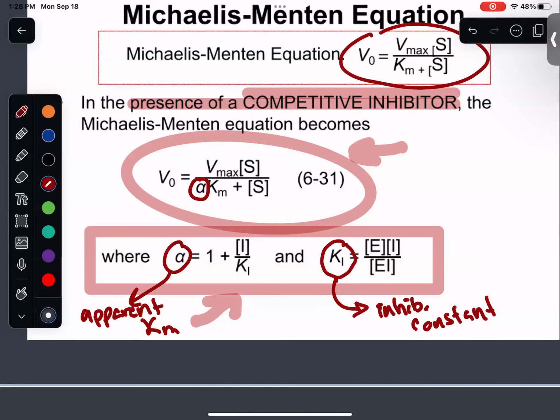Can anyone remind me what the Km means? What's the Km? This is a 1/2 Vmax. Tanishka's on a roll. Yes. Oh, you know what? Let's just, yeah. So Ki is right here. So we'll talk right about it.